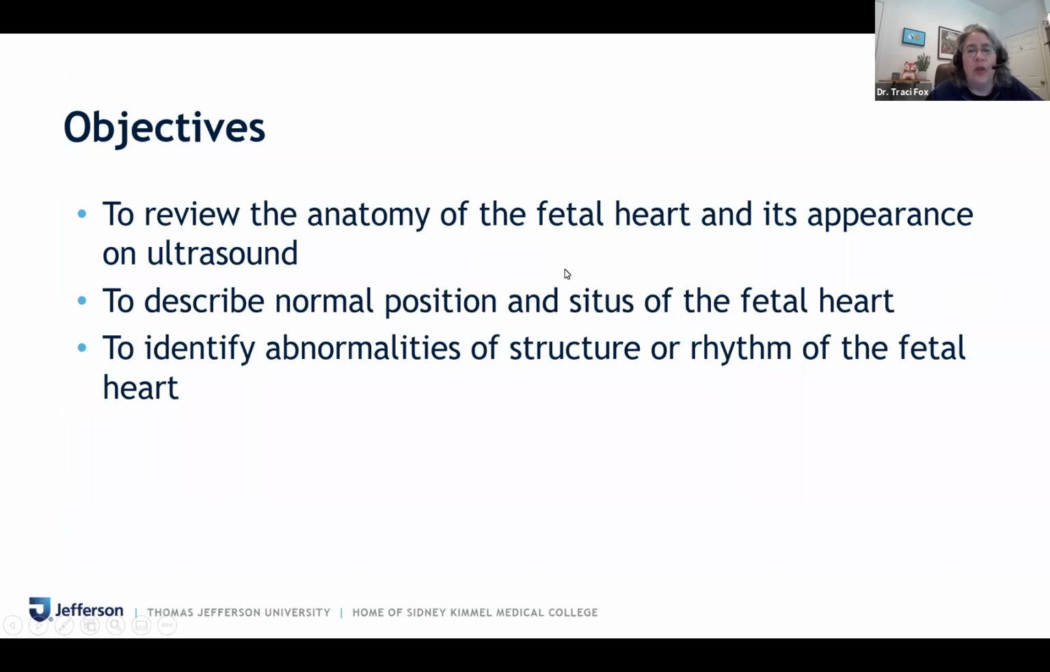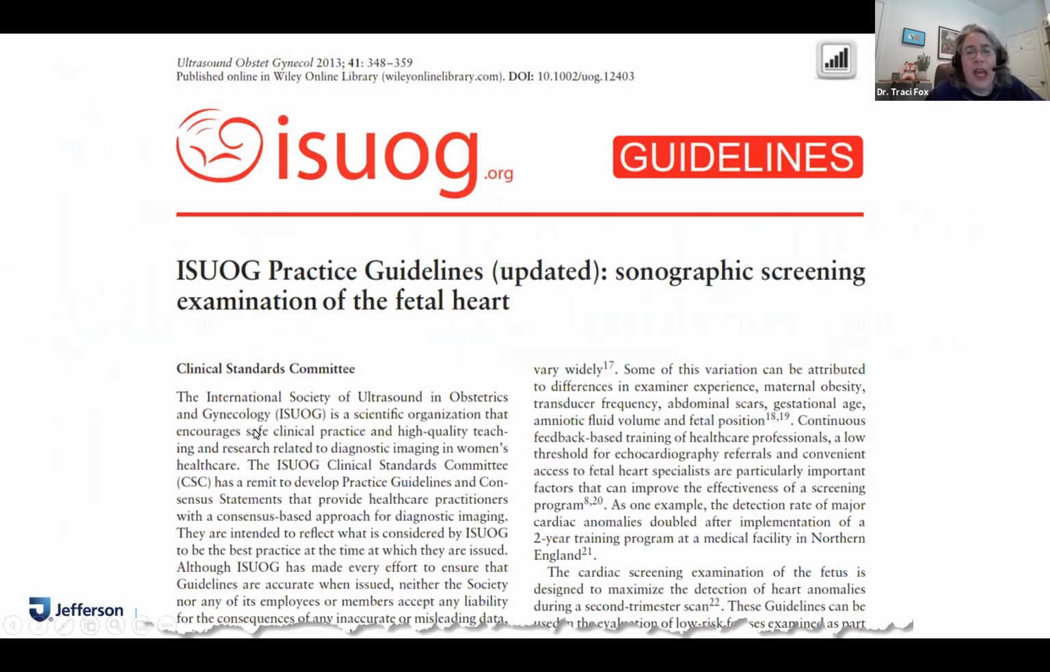So we're going to look at the normal anatomy and its appearance on ultrasound. We'll talk about normal position and situs and identify abnormalities of structure or rhythm. Some of what I have has come from the ISUOG guidelines. These were from 2013. They all still apply. And in addition to that, I have information from several other sources, all referenced on my slides.